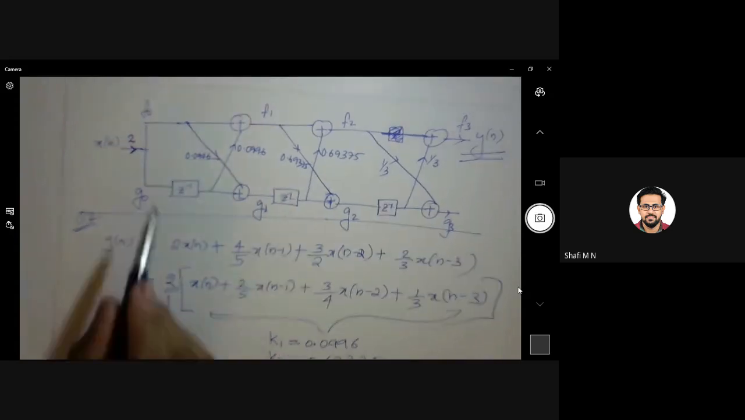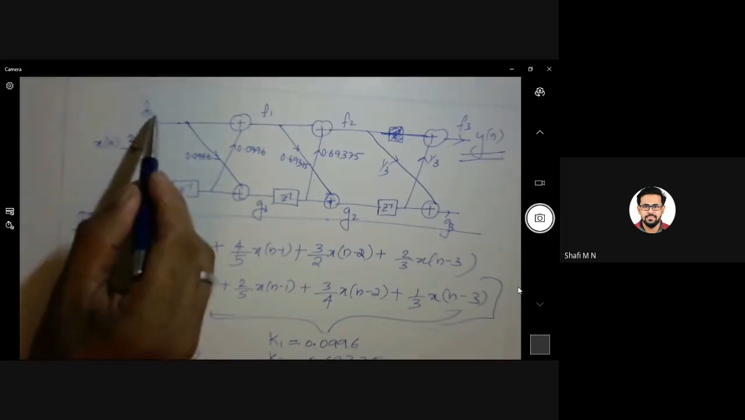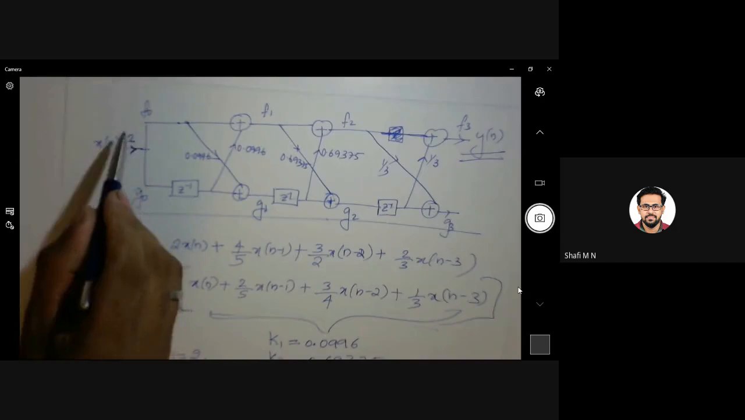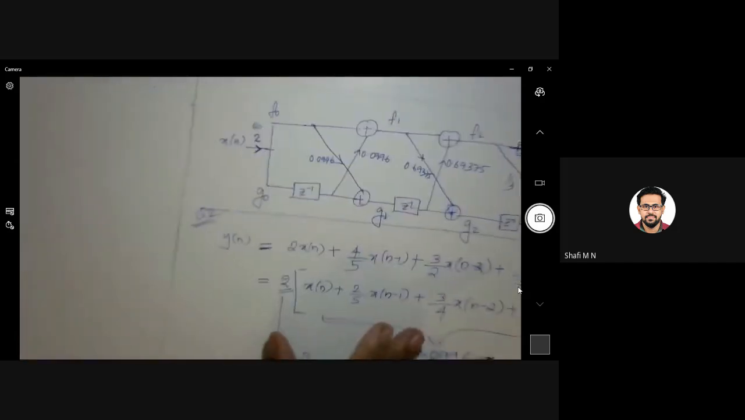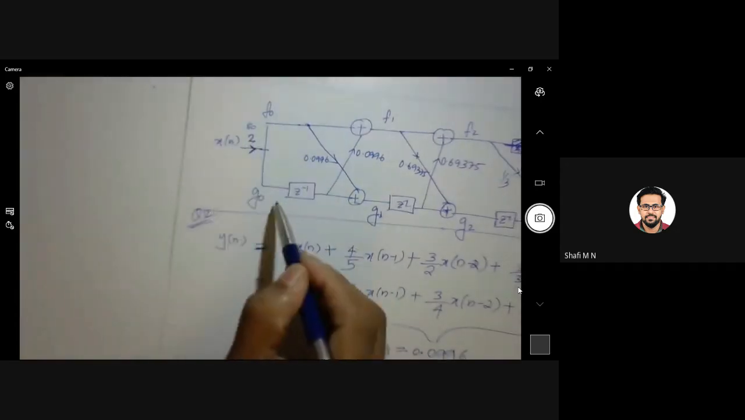So what is your f naught right now? Can you give me the equation for f naught of n? F naught of n equal to k naught of x of n. This is your k naught value. K naught is equal to 2. So 2 into x of n. F naught is 2 into x of n. G naught is also 2 into x of n.